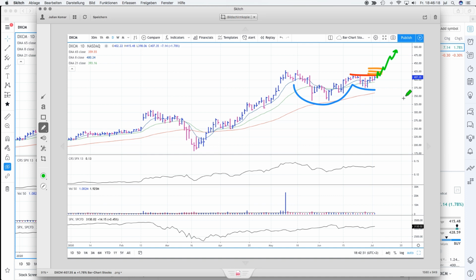But I always look at the risk, or I try to focus on the risk and try to have the smallest risk possible.